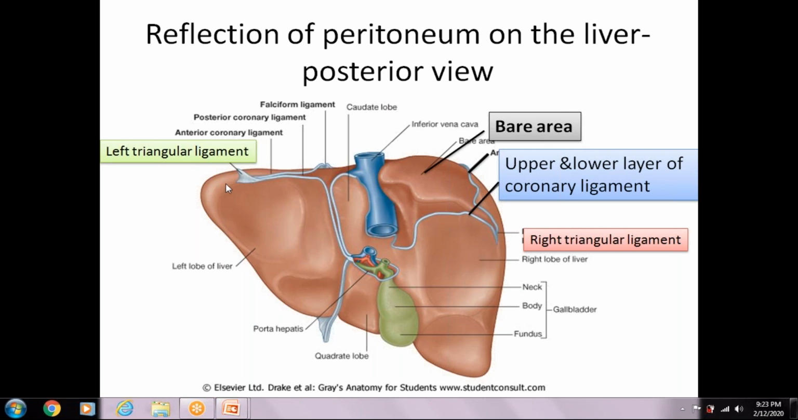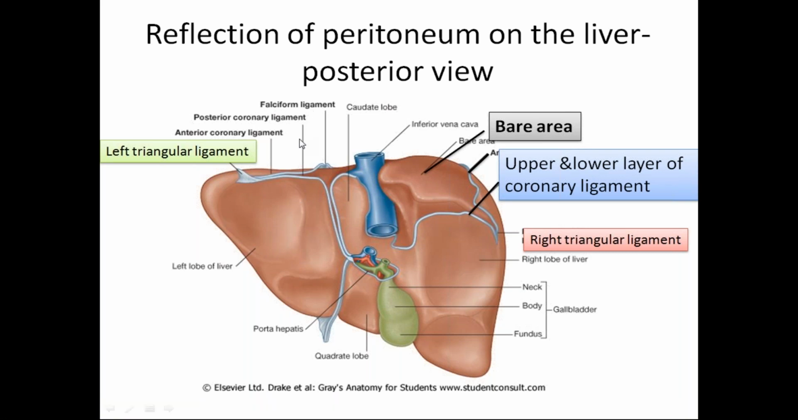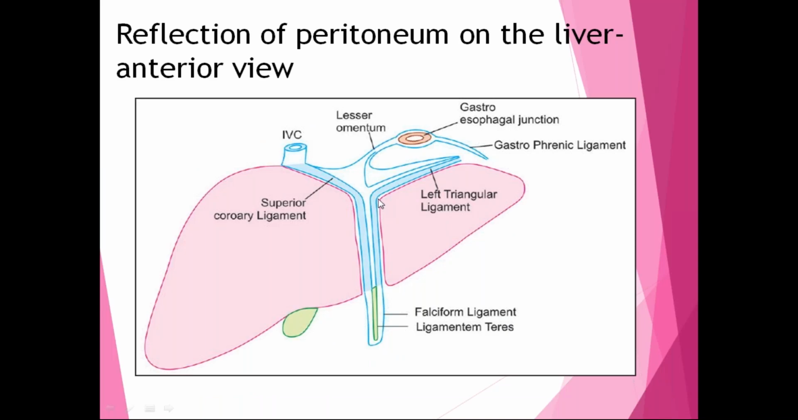The left triangular ligament you can see on the left side of the posterior surface of the liver. See the previous picture. It is a continuation of the left layer of the falciform ligament on the inferior aspect. On the superior aspect it is the upper layer of the lesser omentum. So both of these form the left triangular ligament. Clear? This left triangular ligament attaches the left part of the liver to the diaphragm.